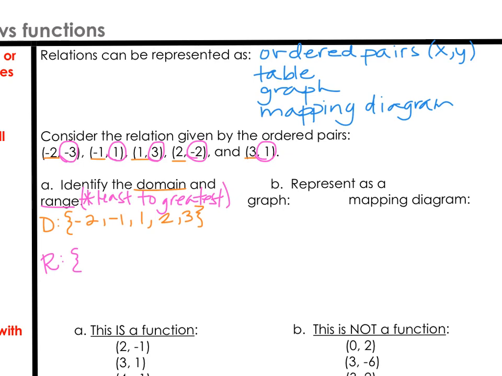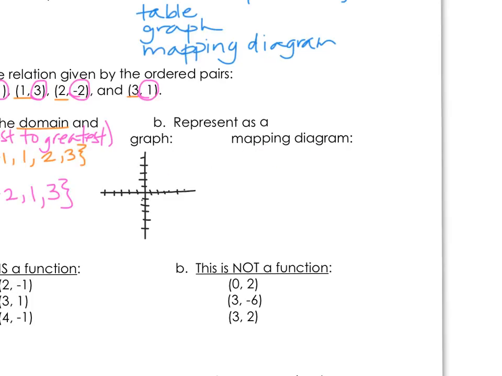I notice here that they're not written in order, so we just have to look through it. -3 is the smallest range value, and then I see -2. I see a 1, but I see a 1 again, so we just list it once in the range, and the range goes all the way up to 3. That's identifying the domain and range by just creating a list of the numbers that represent them.